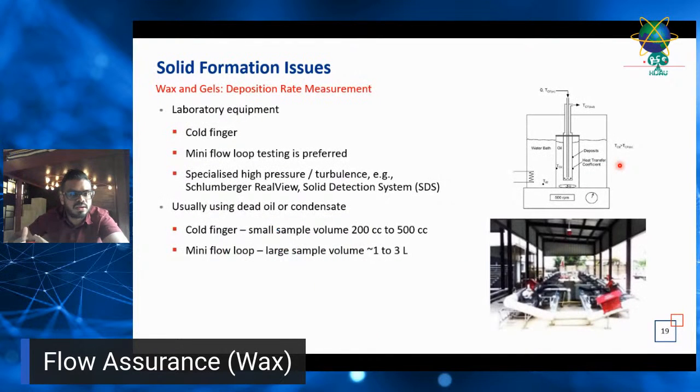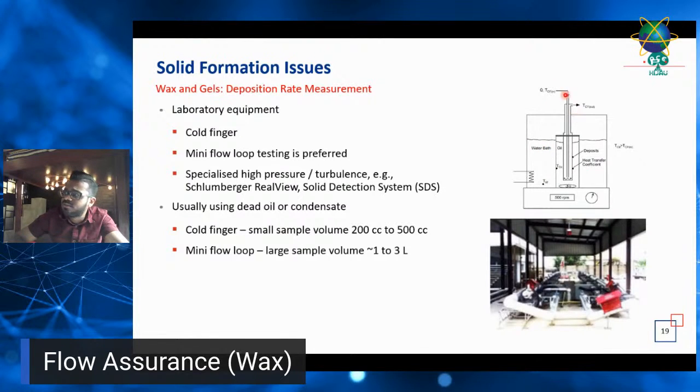So let's look at the deposition rate measurement. For deposition rate measurement, as I mentioned earlier, we can measure through cold finger data using the cold finger, which is this, and also through a mini flow loop. The mini flow loop is much costlier compared to the cold finger measurement.